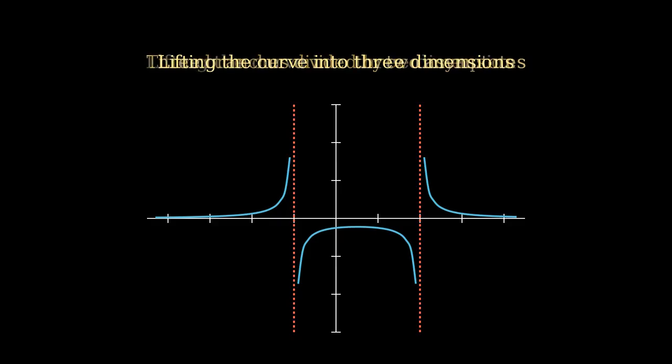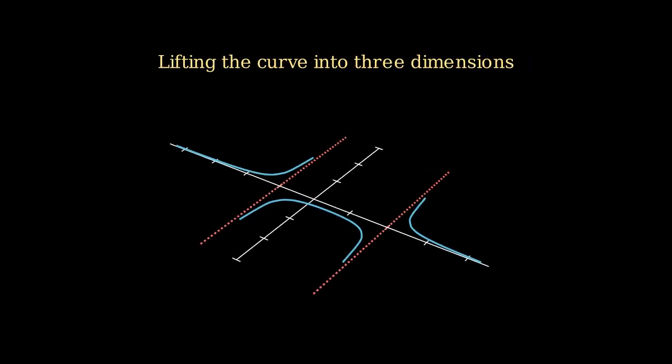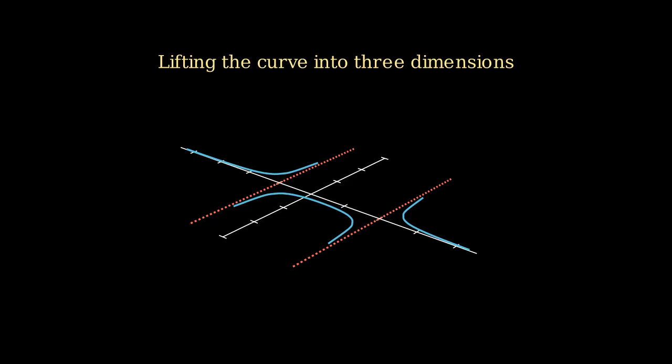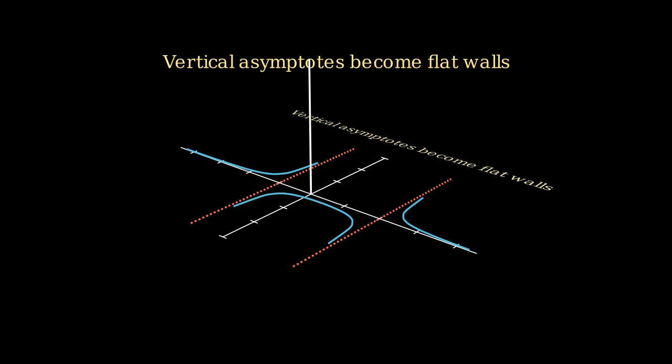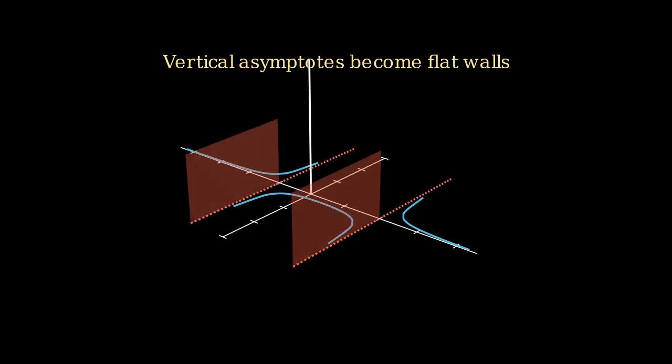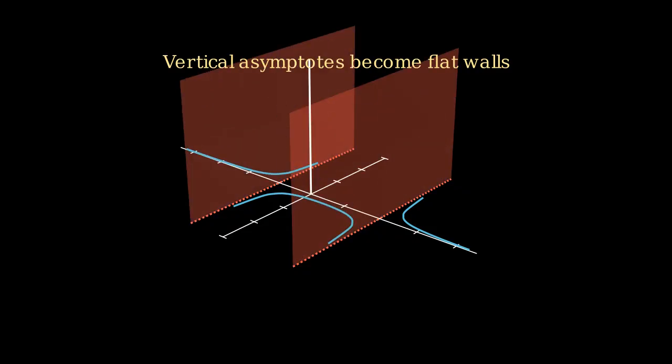To see this more vividly, picture the same curve lifted into 3 dimensions. We add a z-axis and draw the curve as a wire sitting in the xy plane. The two vertical asymptotes now appear as flat vertical walls, showing exactly why the curve can never cross them. Now let's solve an inequality using this same function.